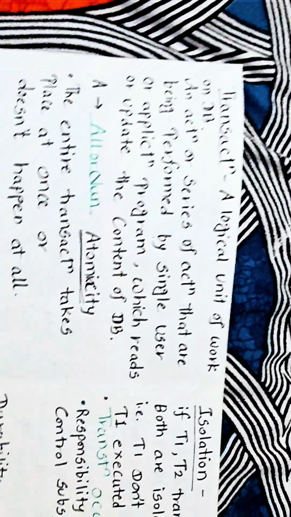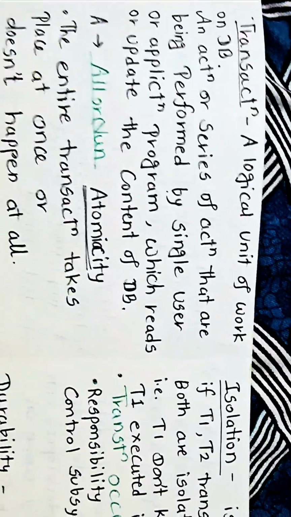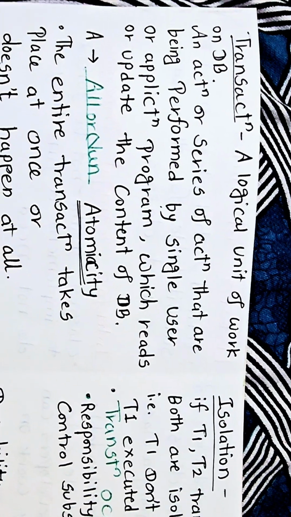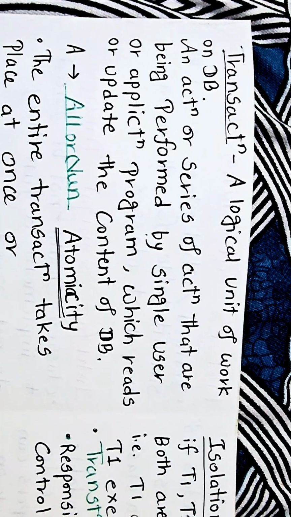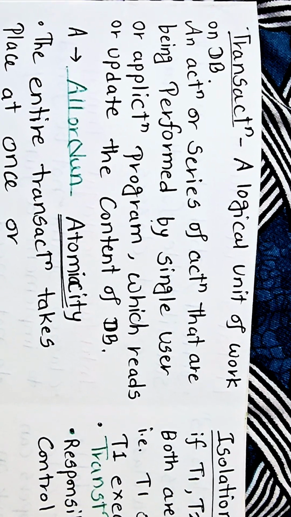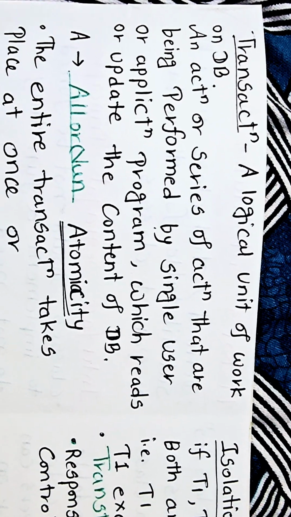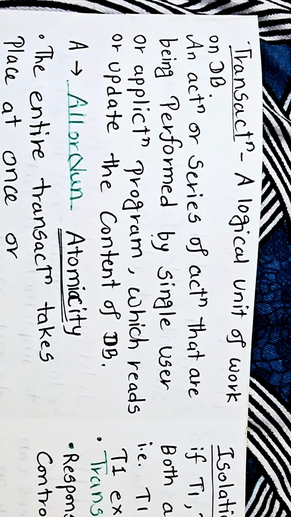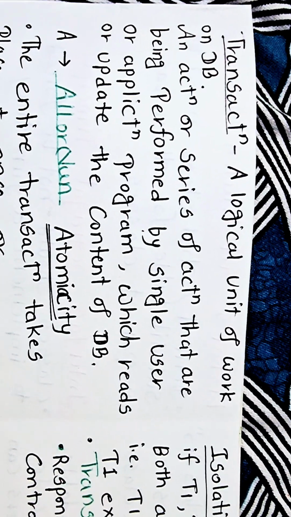So here we are discussing the ACID properties. Start with the transaction. A transaction is a logical unit of work on a database, an action or series of actions that are being performed by a single user or application program, which reads or updates the content of the database.